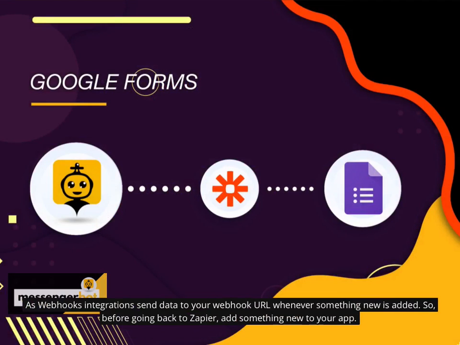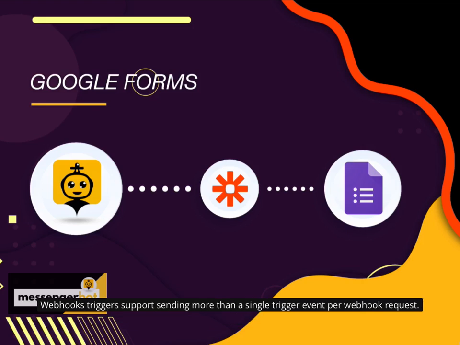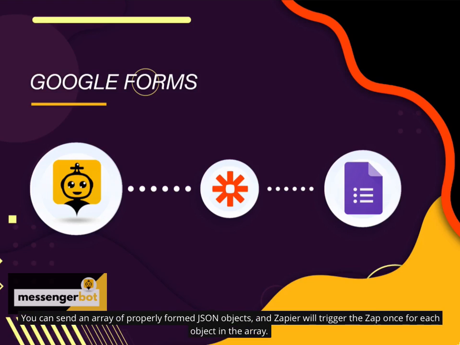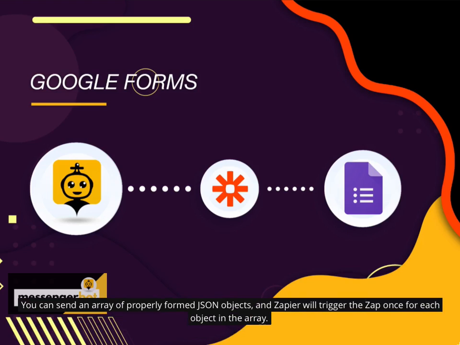As Webhook's integrations send data to your Webhook URL whenever something new is added. So, before going back to Zapier, add something new to your app. Webhook's triggers support sending more than a single trigger event per webhook request. You can send an array of properly formed JSON objects, and Zapier will trigger the zap once for each object in the array. Back in Zapier, click Find Hook.